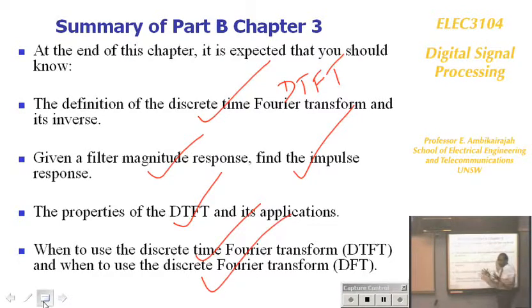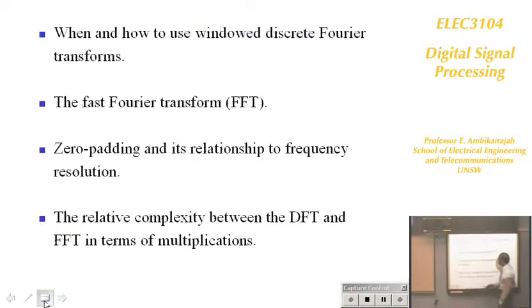What's the difference? Where you use the discrete time Fourier transform is continuous. Discrete Fourier transform is just sample version of the continuum. Then when and how to use window for discrete Fourier transform. For speech signal you have to have window. You can't have small window. You can't have long window.